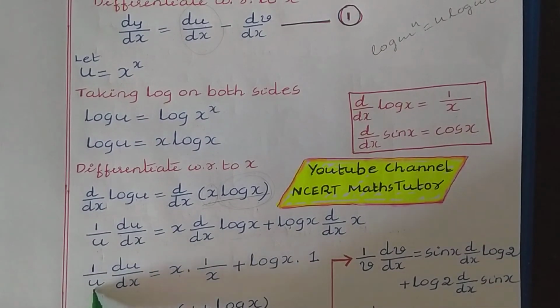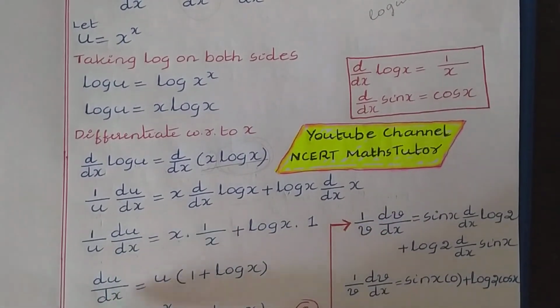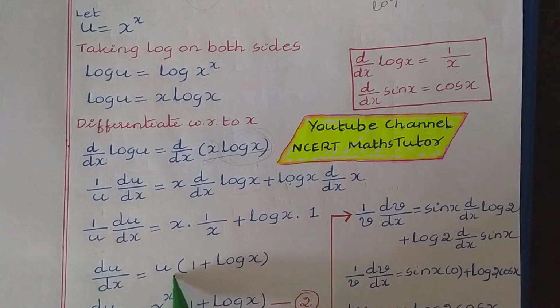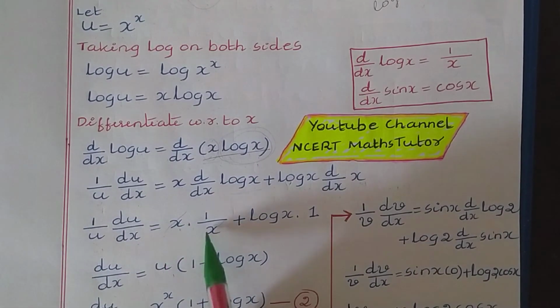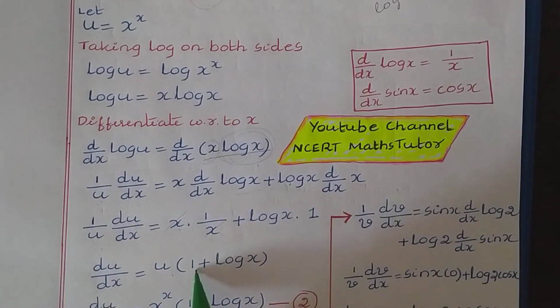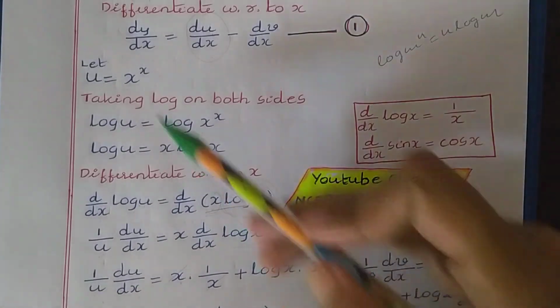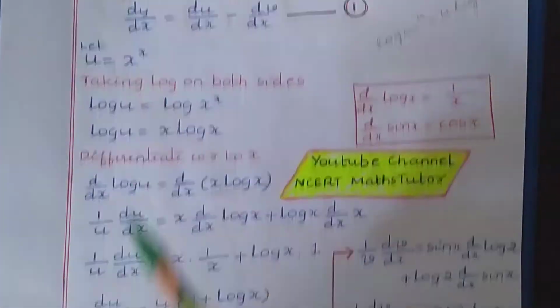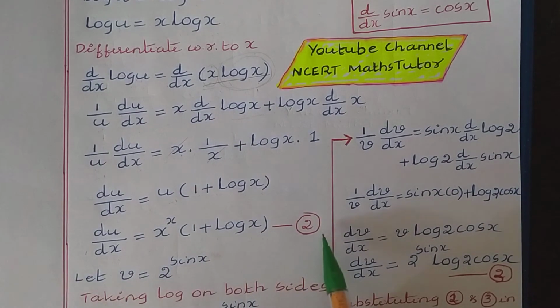Next, take this u to the right hand side, so this u will come in the numerator. We get du by dx is equal to u into, here we have x in the numerator and x in the denominator, which we can cancel. So we get 1 plus log x. Now replace this u with the original value. At the beginning we have taken u as x to the power x. So du by dx is equal to x to the power x into 1 plus log x. Now let us name this as equation 2.